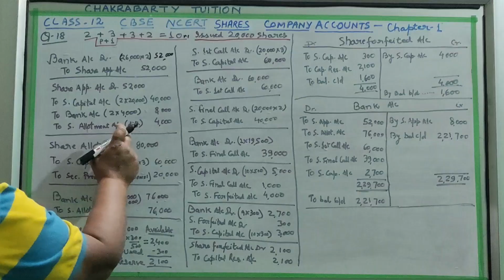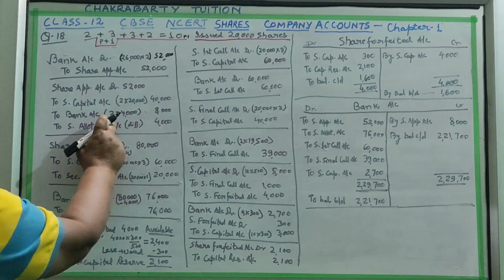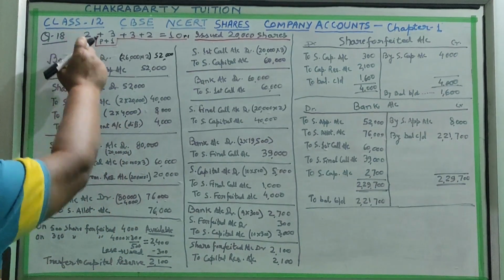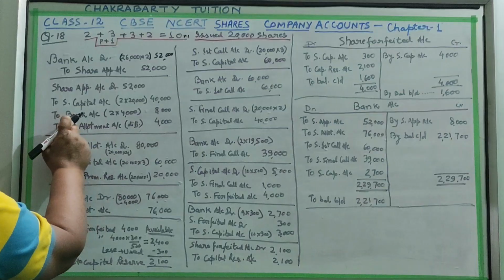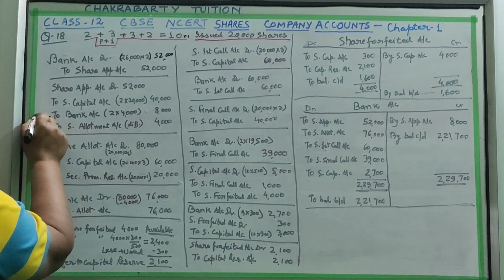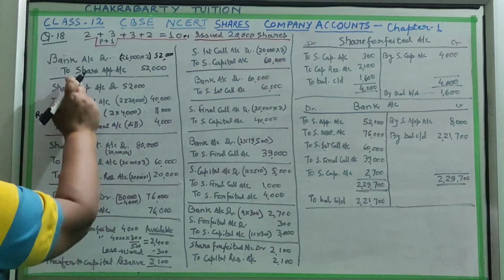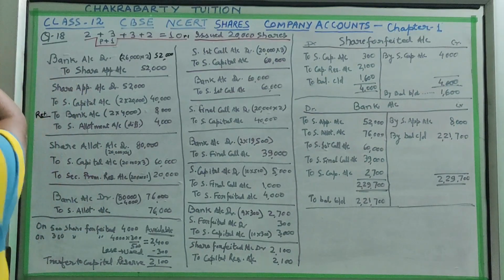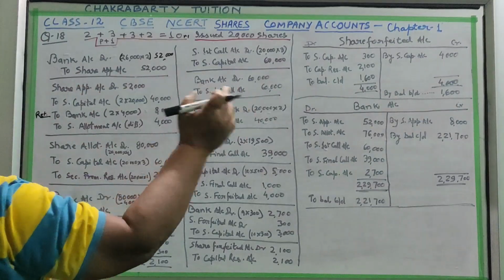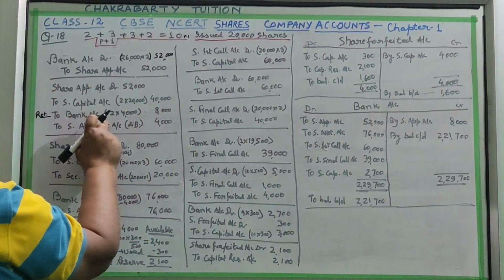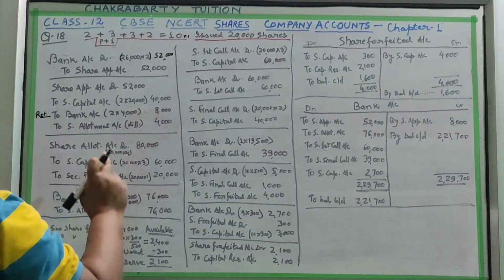Now, applications for 4,000 shares were rejected. It means for 4,000 shares, they have returned the money, at the rate of rupees 2. So whatever is returned, that amount comes. When an amount is received, bank account is debited. When an amount is refunded, the bank account will be credited. 8,000 rupees will be credited.